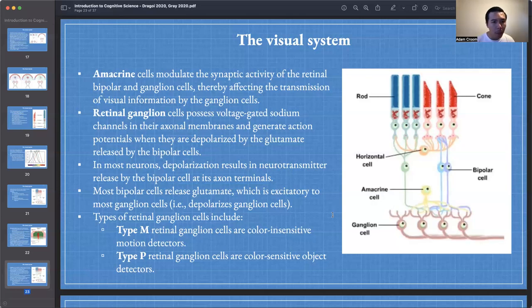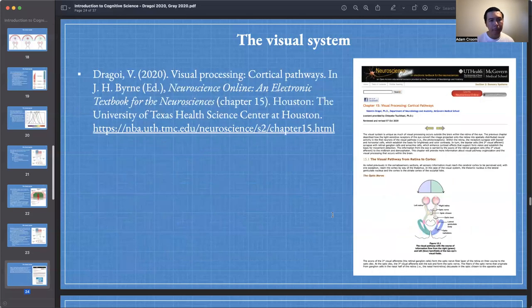Okay. All right. So I think it's very cool that we have these different types of cells: rods and cones, horizontal, bipolar, amacrine, ganglion cells, and even among the ganglion cells, we see that there are different types.